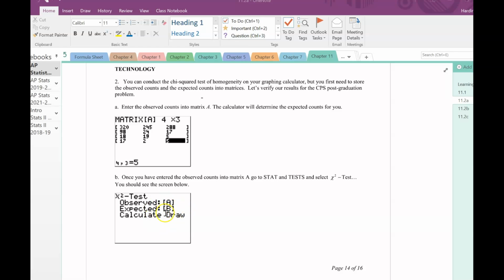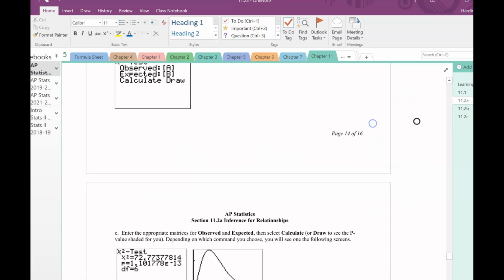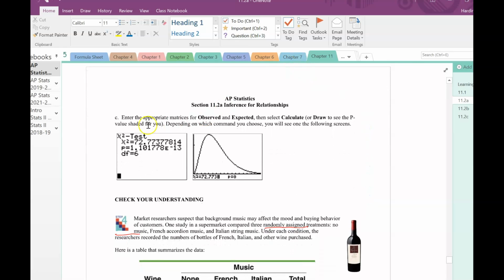So when we get to the end of this test, if you need to see what those expected counts are, such as when you're verifying conditions, you can just have your calculator tell you what's in matrix B, and you'll be able to see what the expected counts are, but you don't have to figure them out for yourself. And so then when you go to the bottom, you can either calculate or you can draw. The draw then would be showing you where it is on the chi-square distribution. So you'll get this here.